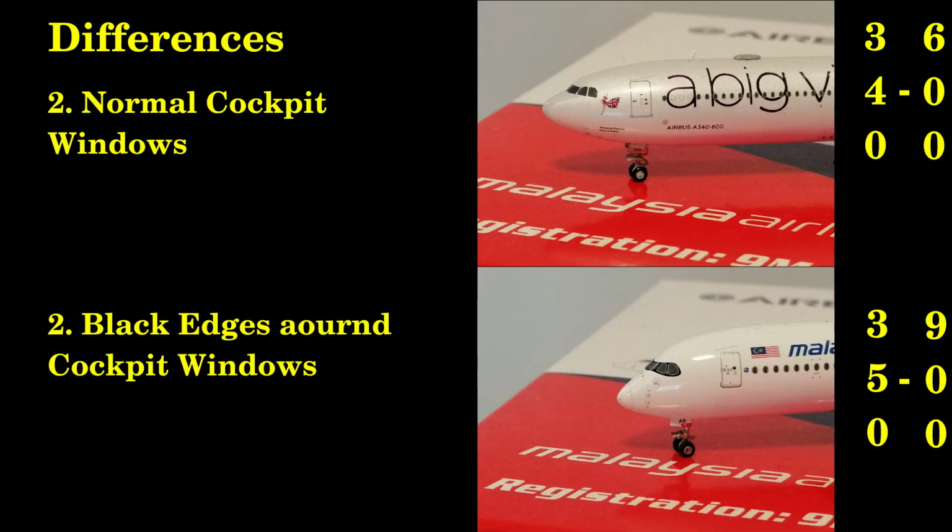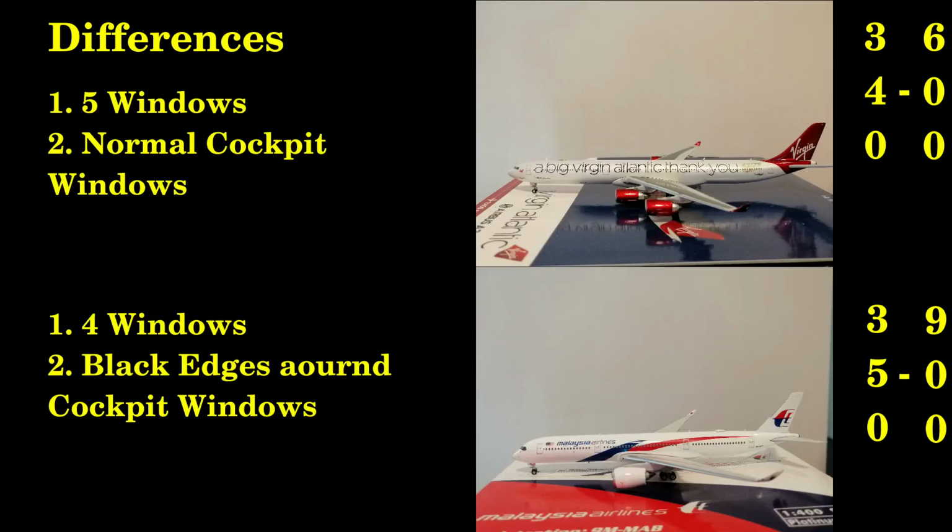And also there's again the difference of the cockpit windows. You remember between the 330 and 330-900, the same here with the different types. So here again, the overview: 5 windows against 4 windows from the 340 and 350, and then the black edges around the windows on the 350-900.